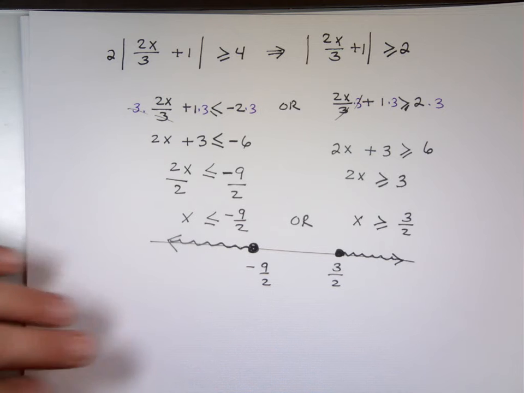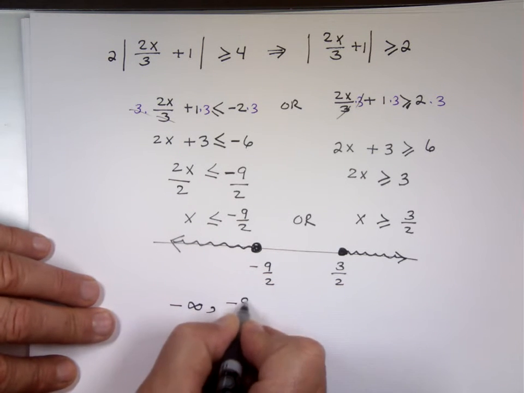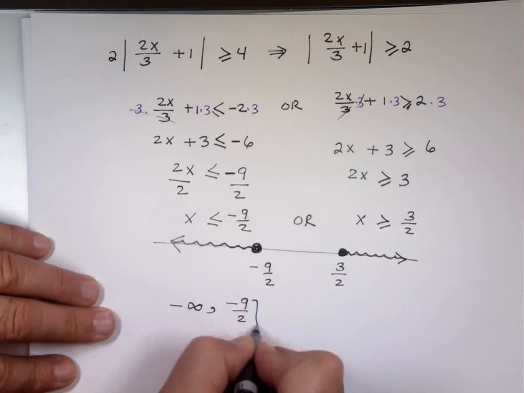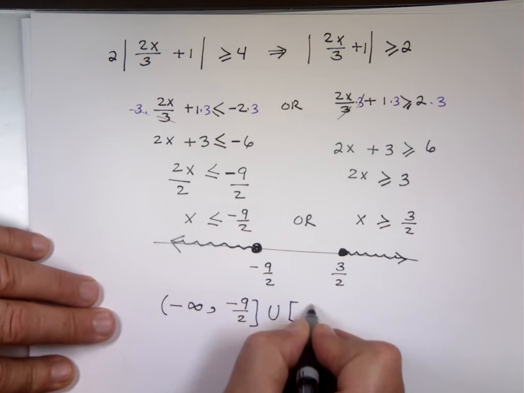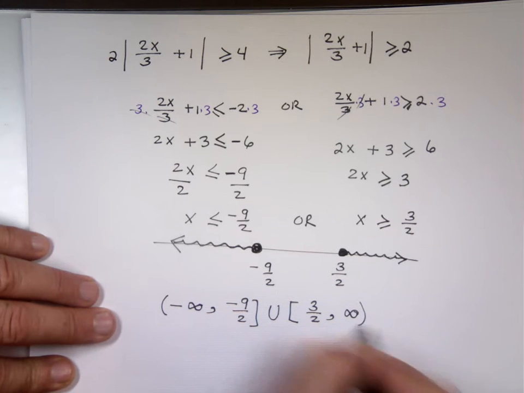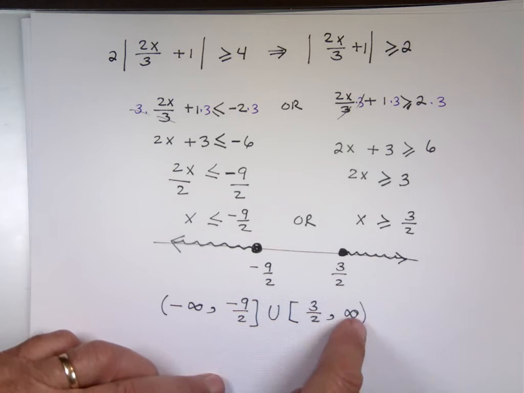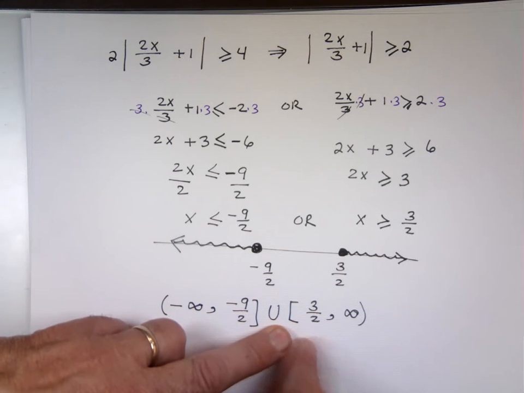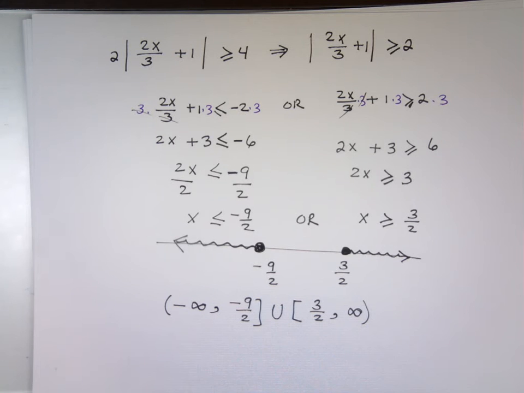Where's my solution? From negative infinity to negative 9 over 2. Include, don't include. Union, add to it. Include 3 over 2 to where? Infinity. If you write these backward, by the way, on the test or the homework, on the software, if you say from infinity on the left here, comma 3 over 2 on the right, they'll mark it wrong. And it should be wrong. It's always from left to right.